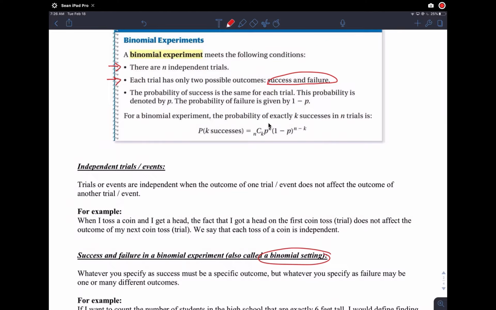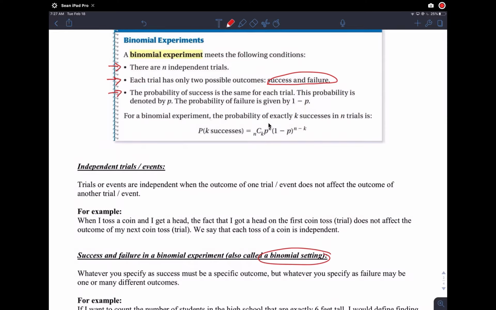Okay, and then the probability of success is the same for each trial. So if it's a coin toss and you're asking what's the chance of getting a head, the probability on a coin toss of getting a head is always the same. Okay, that's what we mean by the probability of success being the same on each trial. All right, so that's this.